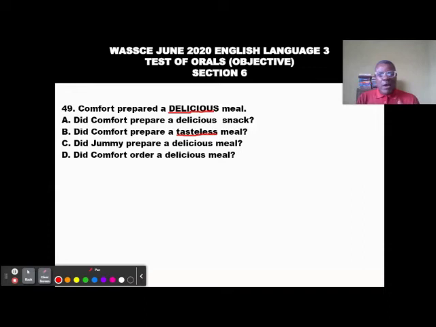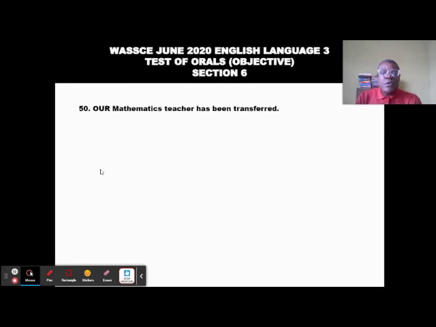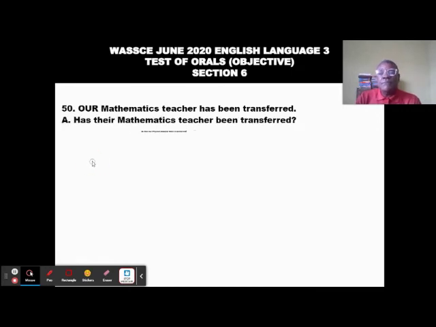So you can see why emphatic stress is also called contrastive stress, because it's not only meant for emphasis, but also meant for contrast, to contrast one idea with another. Comfort did not prepare a tasteless meal. On the contrary, she prepared a delicious meal. Okay. Now, the last but not the least question, question number 50.